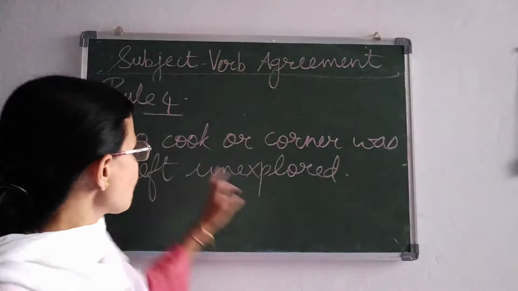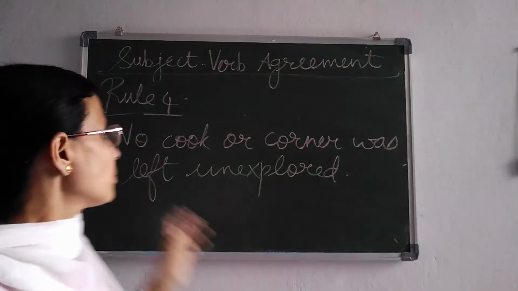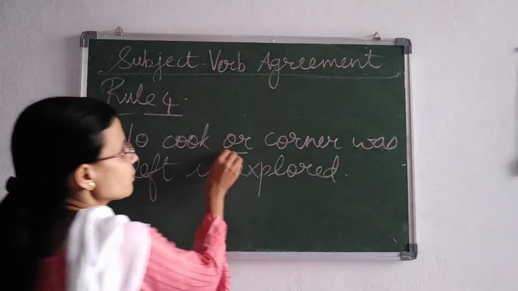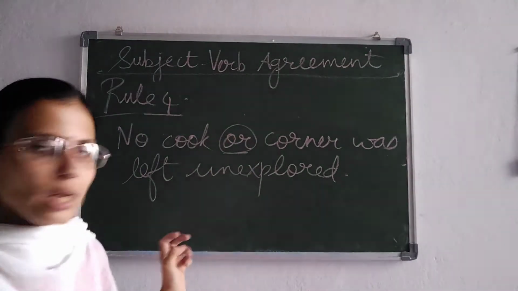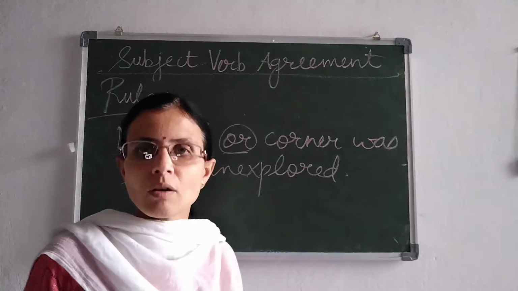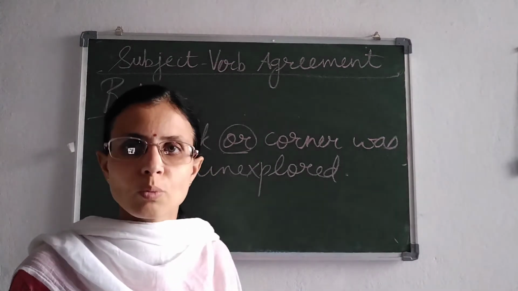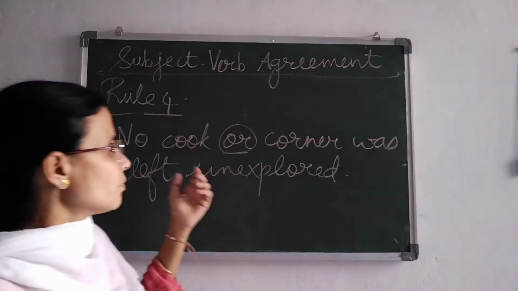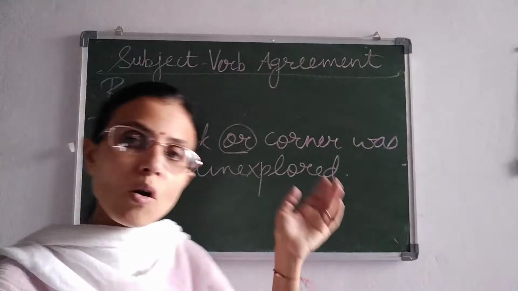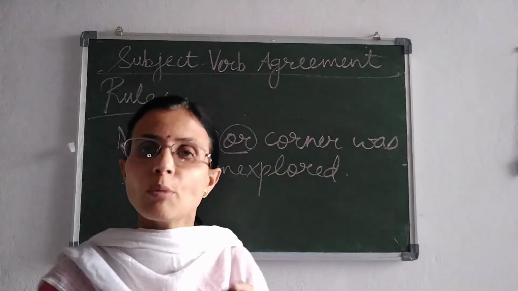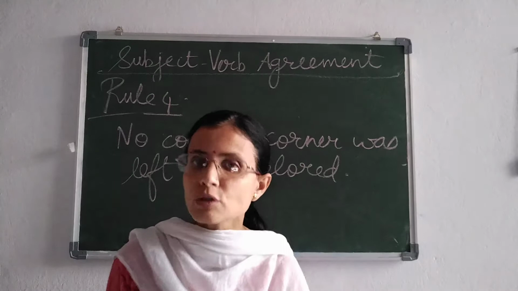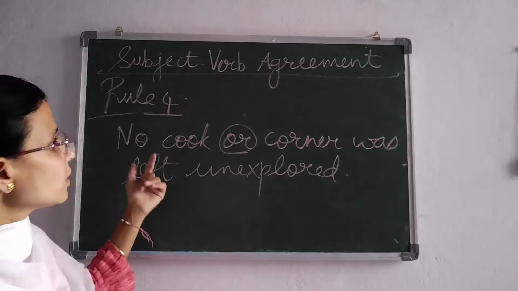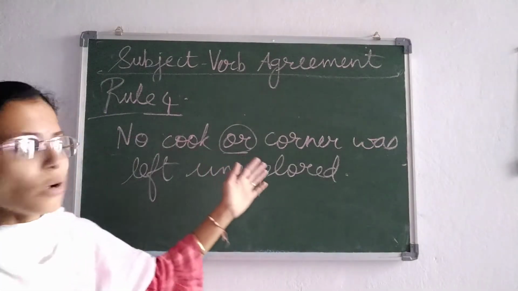Two subjects are there. One is cook and one is corner. But these two subjects are combined by or. In between we are using or. Either you use or, or you use neither, or you use nor. Whatever you use, it means we are talking about the first subject or the second subject. We are not talking about both the subjects together. Out of these two subjects, we are talking only about one subject.